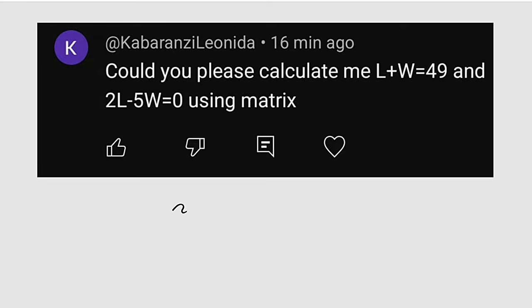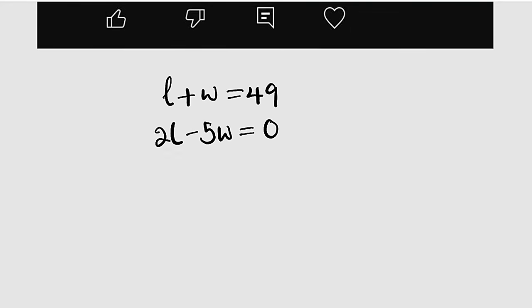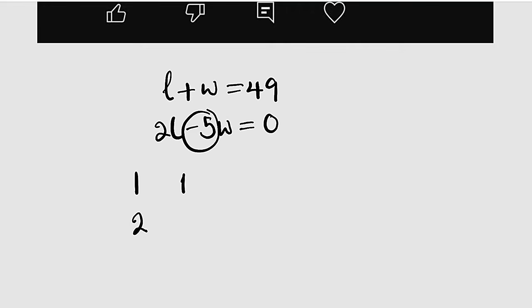First of all, let us rewrite the two equations. L plus W equal to 49. Then the second equation is 2L minus 5W is equal to 0. Now let us form a matrix of the constant coefficients of the left-hand side. The coefficient here is 1, so we have 1. The coefficient here is also 1, so we have 1. The coefficient here is 2, so we have 2 here. And lastly, we have negative 5. This is the matrix of the constant coefficients.